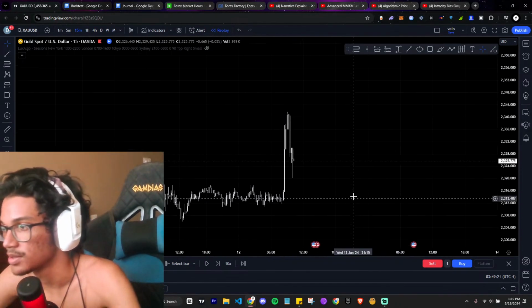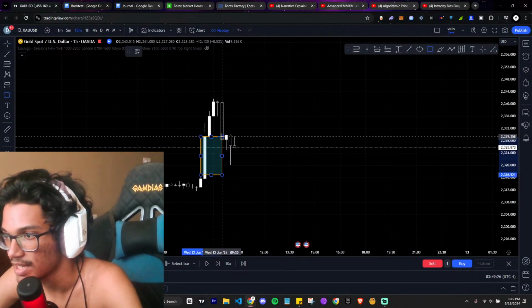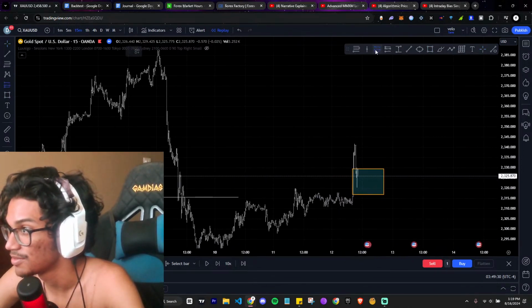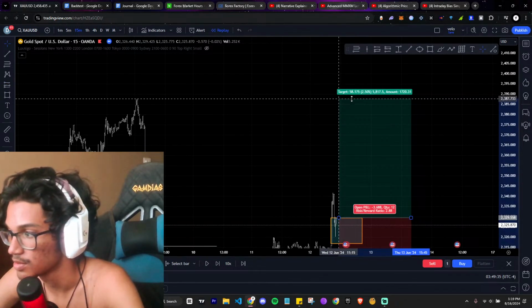Okay, there we go. All right, so we see this huge fair value gap. It taps back into the fair value gap, seems like it's mitigating it. Now let's see if we can get such a huge ratio. I'm pretty sure this is a huge ratio.